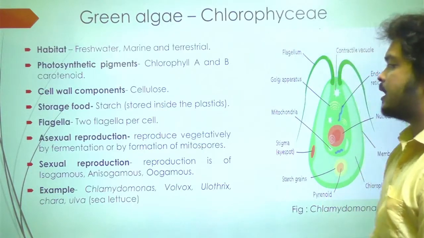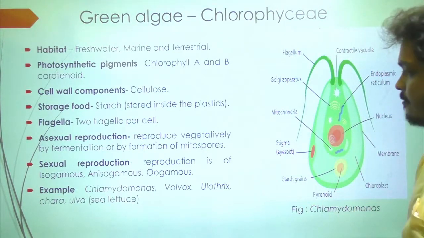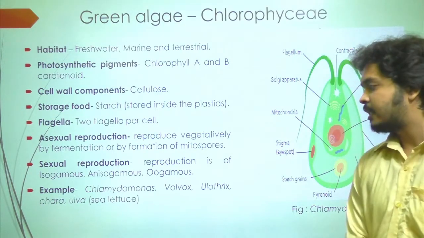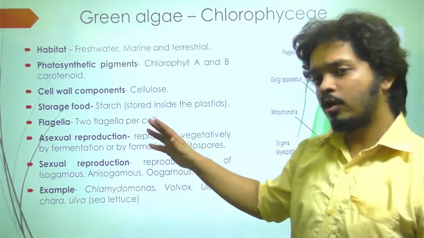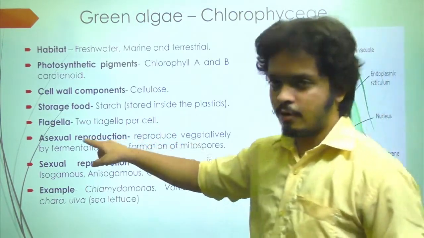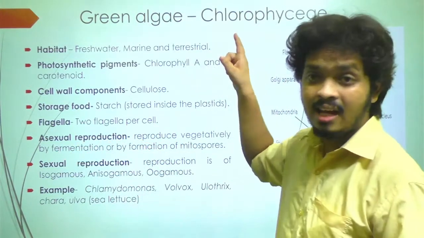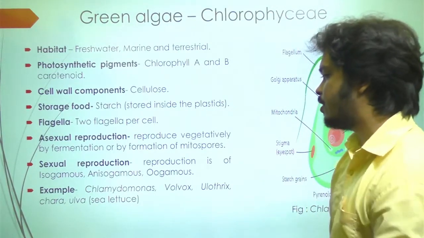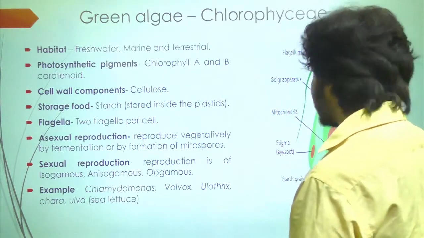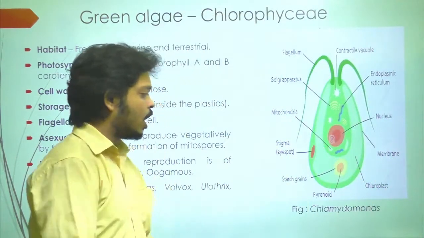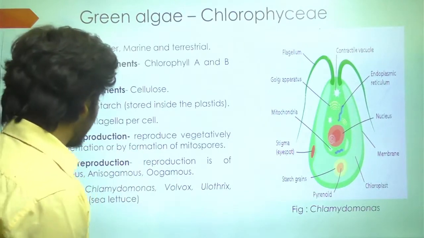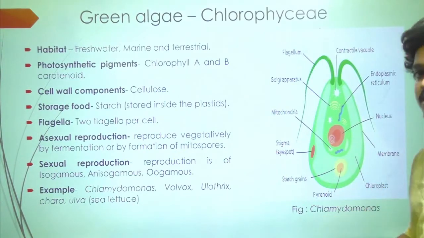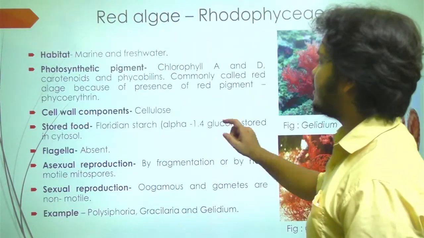Asexual reproduction: they reproduce vegetatively by fragmentation or by formation of mitospores. Sexual reproduction happens in isogamous, anisogamous, and oogamous types. All 3 possible forms of sexual reproduction are found in green algae. What are the examples? Chlamydomonas, Volvox, Ulothrix, Chara, Ulva. This picture is a figure of Chlamydomonas. Take a look very carefully: the Chlamydomonas that I have written here is in italics. Whenever you're writing the scientific name, write in italics.